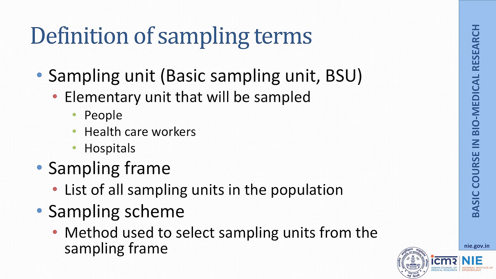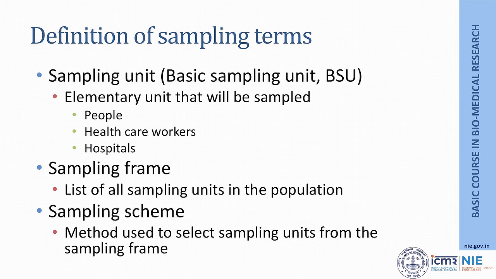Now let us introduce you to some concepts or terminologies that are often used in sampling parlance. What do we mean by sampling unit? Sometimes it is called basic sampling unit, BSU. These are the elementary units that will be sampled. That could be people or healthcare workers or hospitals, as we had seen in our example.